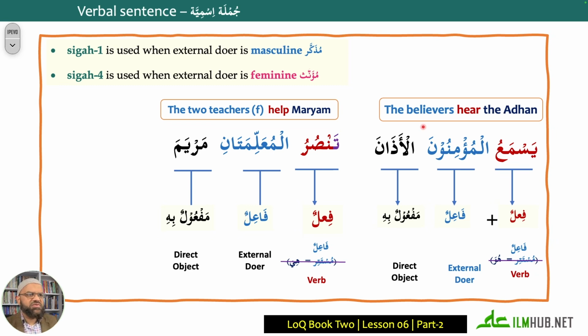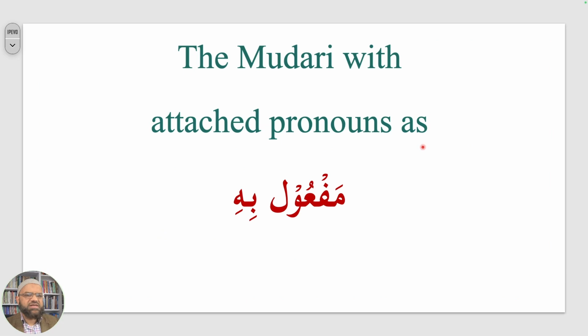So it does not matter whether it is singular, dual, plural, whatever it is, definite, indefinite. All that matters is that if this is feminine, this has to be feminine. If this is masculine, this has to be masculine. If I want to express the pronoun, I don't bother with any of this. I just choose one of the 14 that I need without the external doer, inshallah ta'ala. Al-mudari with attached pronouns as the object, maf'ulun bihi.